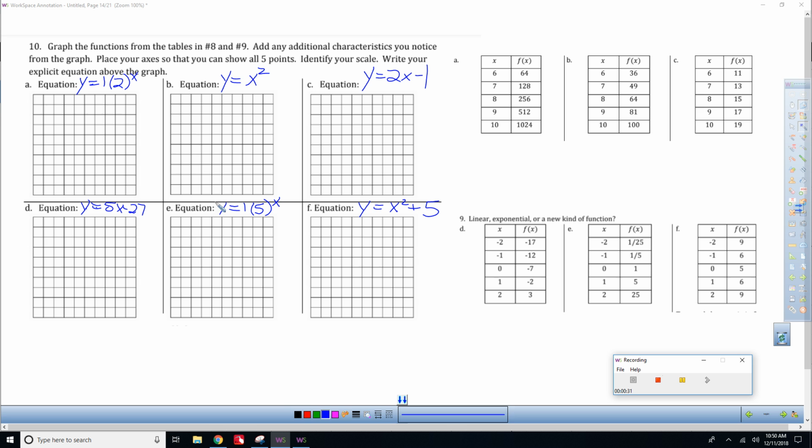Okay, so we've resumed the video, and now we've put in each of the equations from these tables that you did in sections 8 and 9, okay? Before we get going on this, I would really like to show you the difference between an exponential, a quadratic, and a linear. So I'm going to go over to Desmos and type those three in separately.